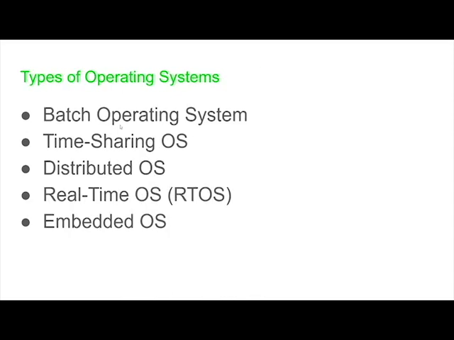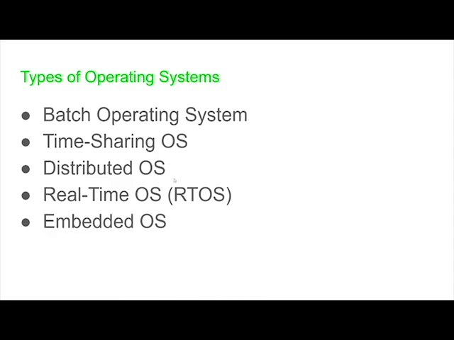In the batch operating system, one of the earliest OS types, the jobs were collected in batches and executed without interaction. It was used mainly in old mainframe computers. A time-sharing OS allows multiple users to use the computer at the same time by sharing the CPU time. It is also the basis of modern operating systems.